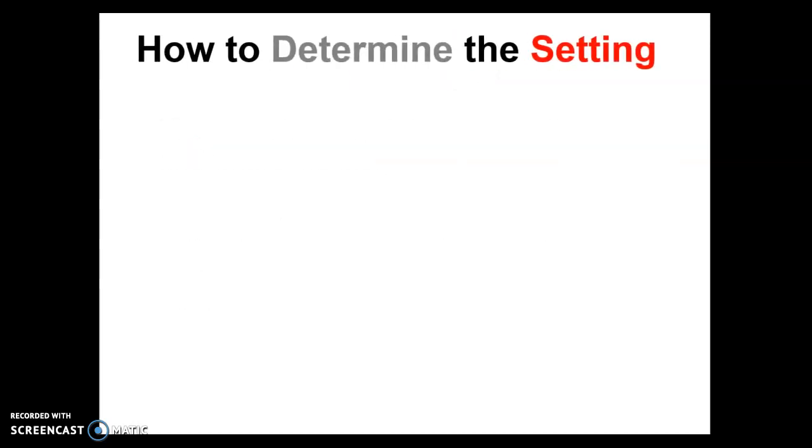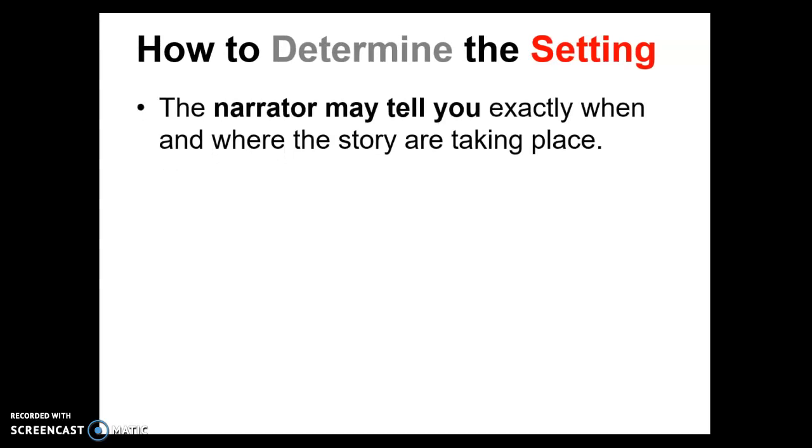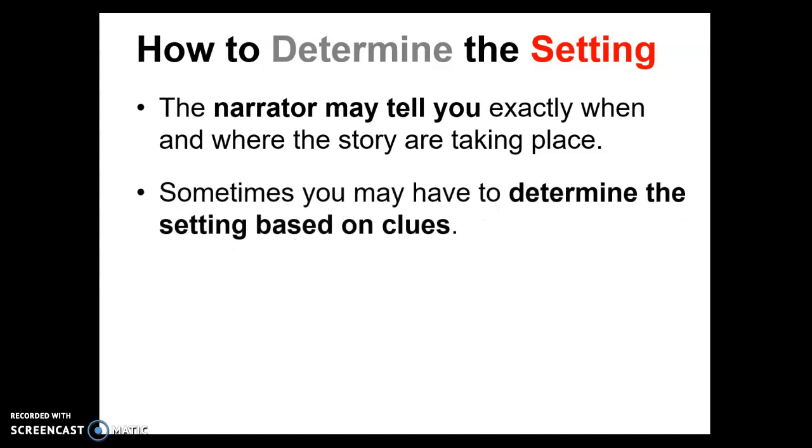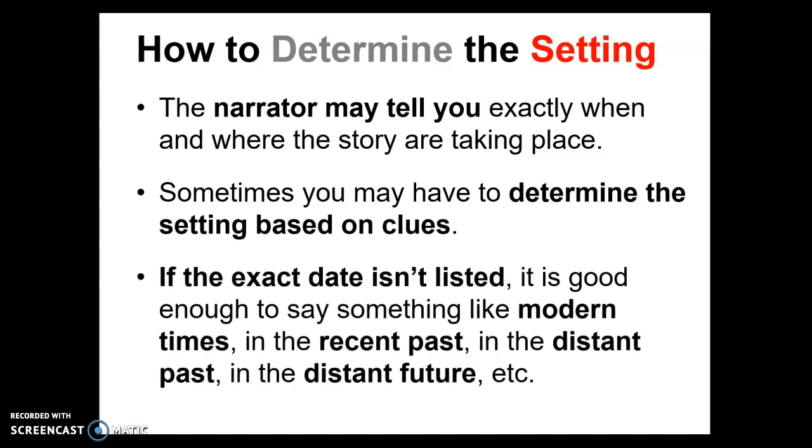How to determine the setting? The narrator may tell you exactly when and where the story is taking place. But sometimes you have to determine the setting based on clues that the author gives you. If the exact date isn't given by your author, it's okay to say things like, I think this is happening during modern times, or in the recent past, or in the distant past, or even in the distant future.